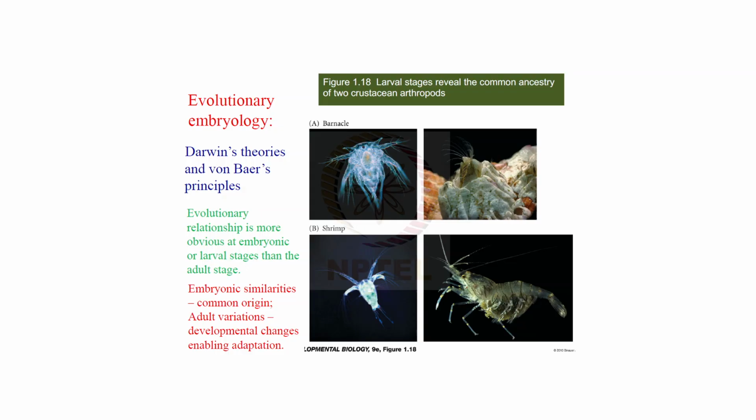But initially when the development started they were all similar, because they were all forming a hand. But that hand can be a wing for a bat, and it can be a hand for a human. So the functions are different. That is why later in the development they became different. Initially when they started developing it was all the same. So that is what they want to say. Embryonic similarities mean common origin, adult variations can happen depending upon the life cycle of the organism, and developmental changes enable adaptation, because of their different lifestyles.